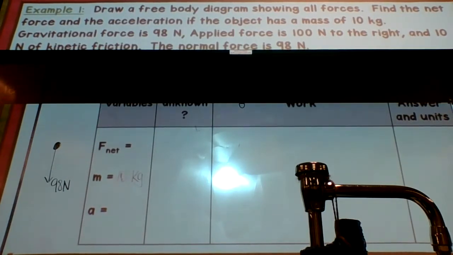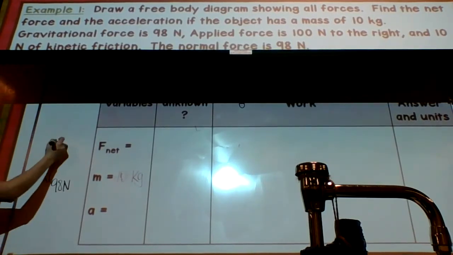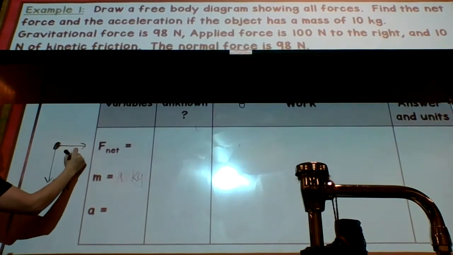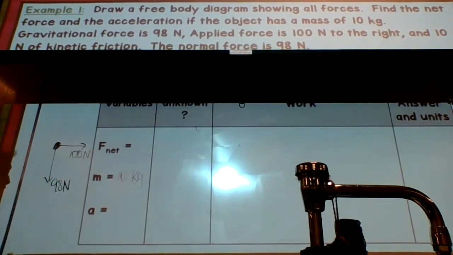Applied force is 100 newtons to the right, so that one tells us which way that arrow is going. So to the right, I have 100 newtons. And 10 newtons of kinetic friction. The normal force is 98 newtons. Okay, so which direction would the friction force go? Left. Okay, so I have a left arrow of 10 newtons.